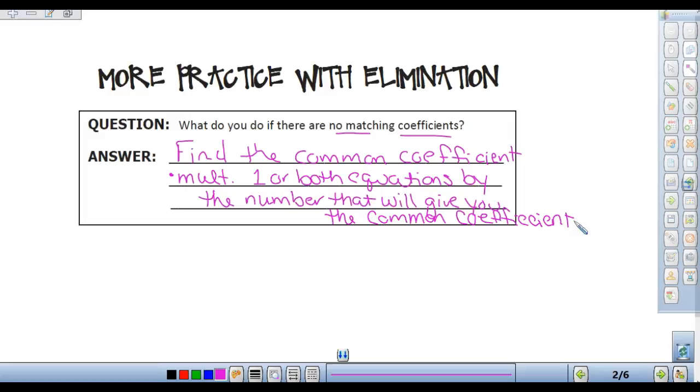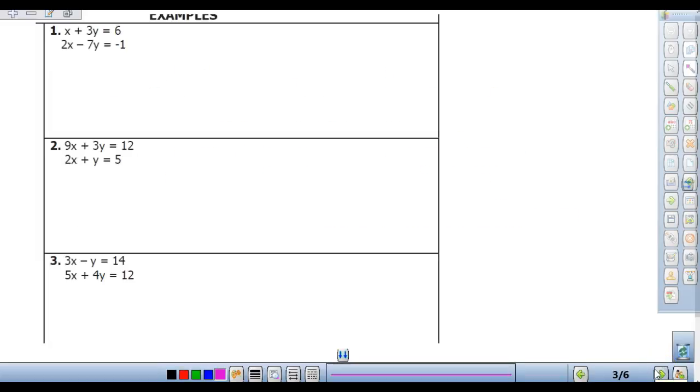All right, so if we're looking at number 1, I don't have common coefficients, right? Which one do you want to get to be the same, the x or the y? That's the first thing you have to decide. Yeah, I think the x would be the easiest. Would I multiply the top or the bottom or both? Multiply the top, what would we multiply the top by? Yeah, to multiply the top by 2, my common coefficient for my x will be 2.